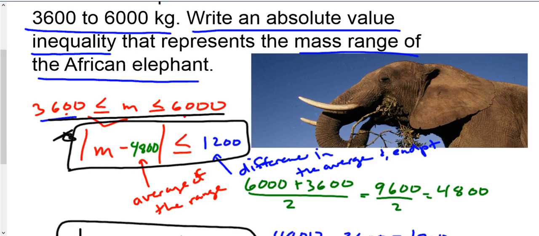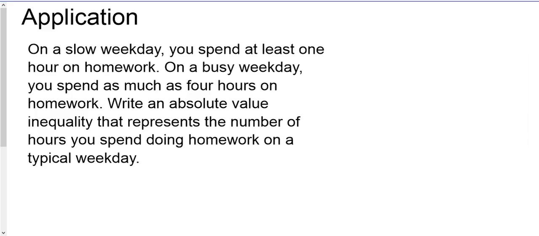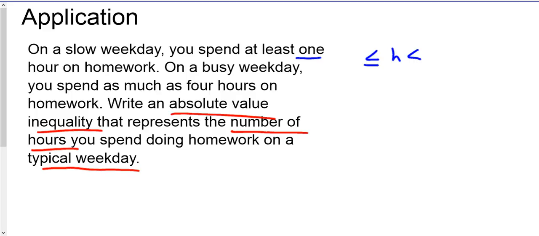Well, let's try one more problem. This is for homework. A slow weekday, you spend at least 1 hour on homework. On a busy weekday, you spend as much as 4 hours on homework. Write an absolute value inequality that represents the number of hours you spend doing homework on a typical weekday. So we have our range. If we want to write this out, we have homework, H, and we can go from anywhere from 1 hour, up to a busy day, 4 hours.